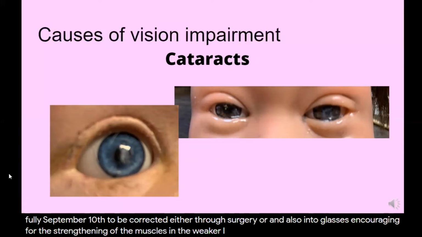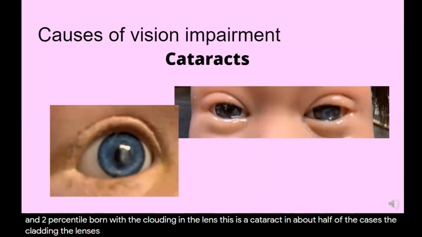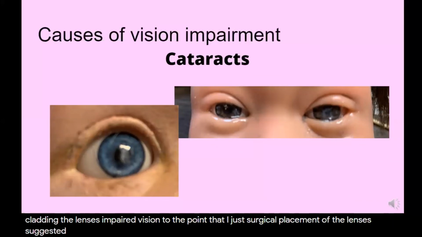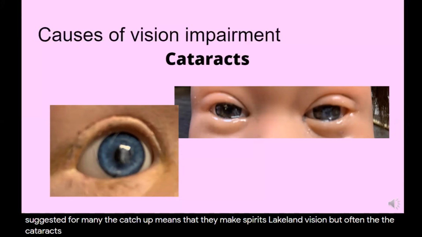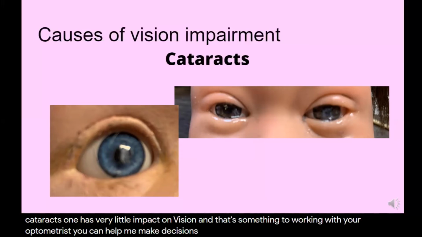Now, some children with Down syndrome, between 1% and 2%, are born with a clouding in their lens. This is a cataract. In about half of the cases, the clouding of the lens is impairing vision to the point that a surgical replacement of the lens is suggested. For many, the cataract means that they may experience slightly clouded vision, but often the cataract is small enough that it has very little impact on vision. And that's something that you can make decisions about by working with your optometrist.